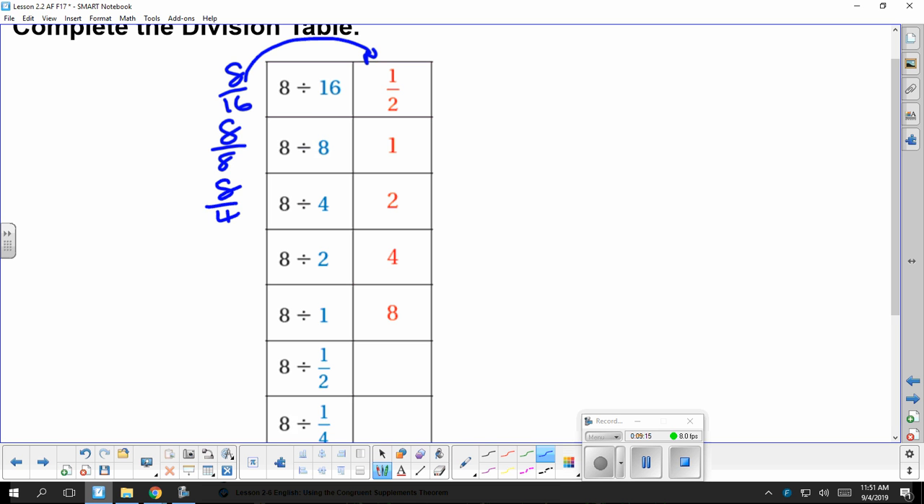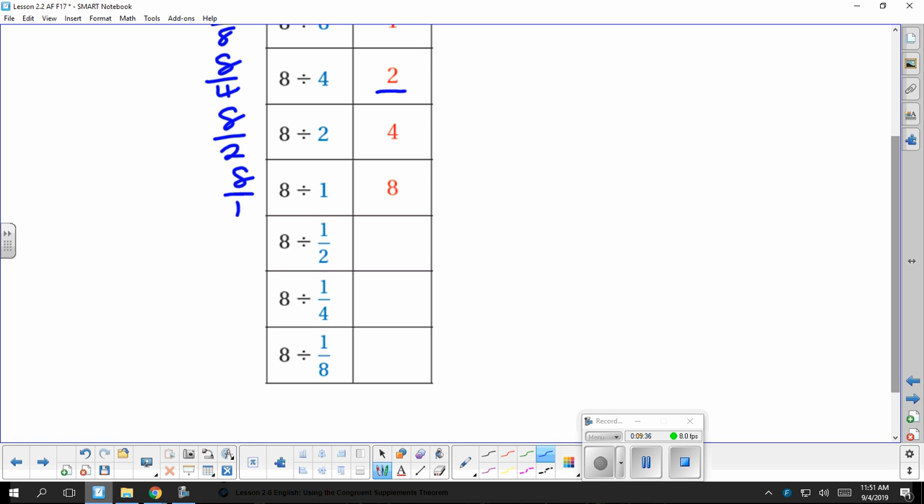8 divided by 4 is 2. 8 divided by 2 is 4. 8 divided by 1 is 8. What about 8 divided by 1/2? Or how many half-foot sections can I divide 8 into? So let's see. 8/1 divided by 1/2. We flip over the second one and multiply. So 8/1 times 2/1 is 16/1, or 16. Do we notice a pattern here?